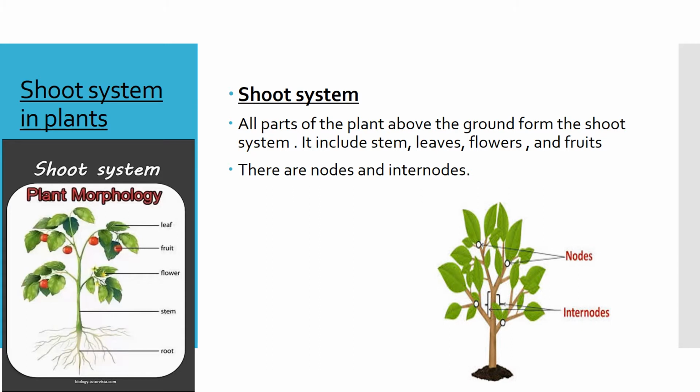Next is the shoot system in plants. You can see in the diagram how a shoot system in the plant develops. All the parts of the plant above the ground form the shoot system. It includes the stem, leaves, flowers, and fruits.